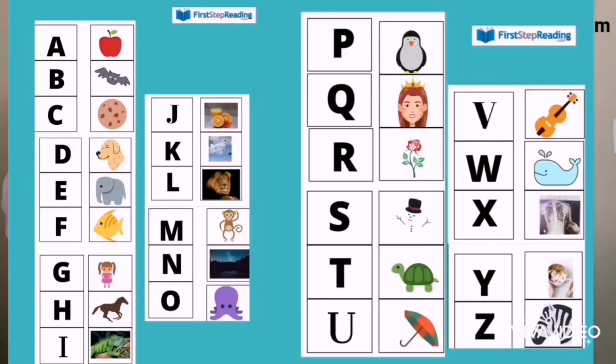The V says vvv. The W says wah, wah, wah. The X says x, x, x, like violin, whale, and X-ray. The Y says yeah, yeah, yeah. The Z says zzz, like yogurt and zebra.